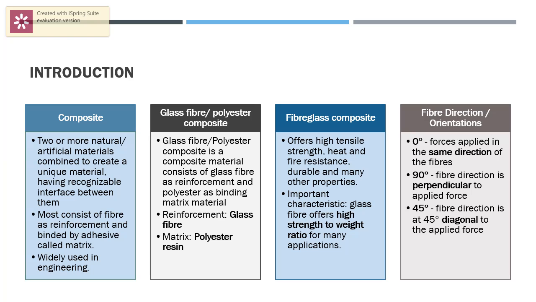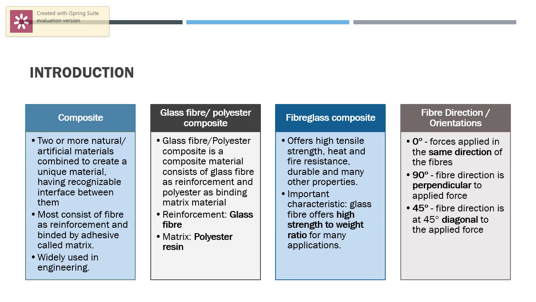It is widely used in engineering, especially in buildings, structures, bridges, and transportation. Glass fiber polyester composite, as its name implies, has glass fiber as the reinforcement and polyester as its binding material. Fiberglass composite offers high tensile strength, heat and fire resistance, and many other properties. But most importantly, it offers a high strength-to-weight ratio for many applications.